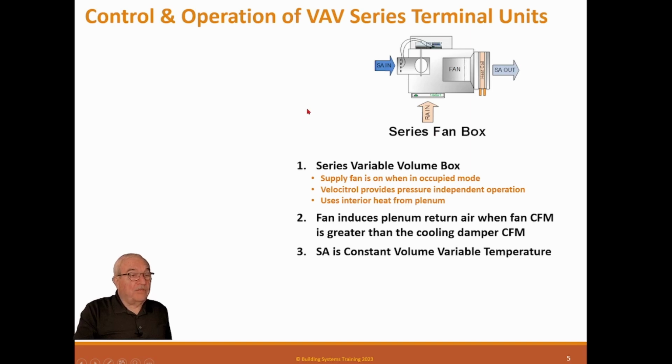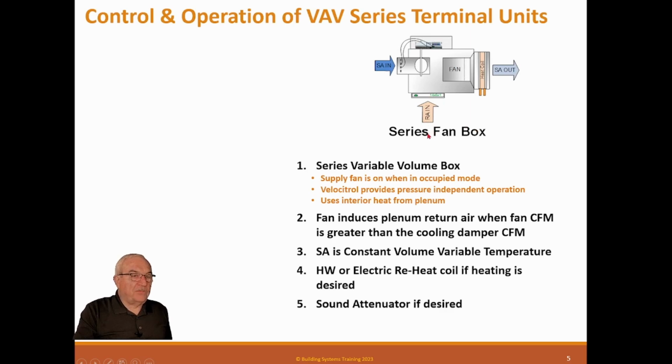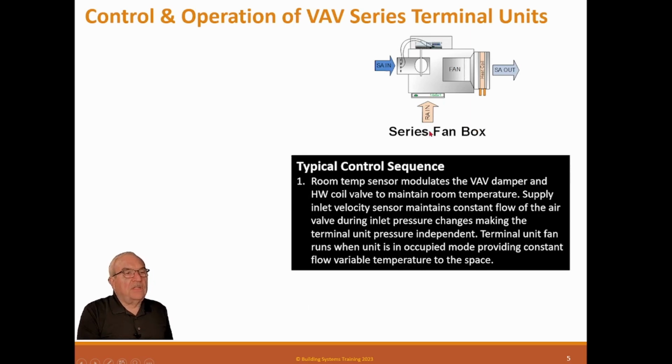Whereas remember, a regular VAV box is variable flow, constant temperature. This is exactly the opposite, because that's what a series box does. So you'll have series boxes on a VAV system where they have a condition that they can't vary the flow. Hot water or electric reheater, and you can have a sound attenuator if you require it. Its sequence is slightly different.